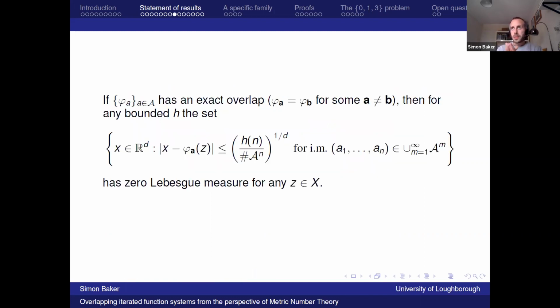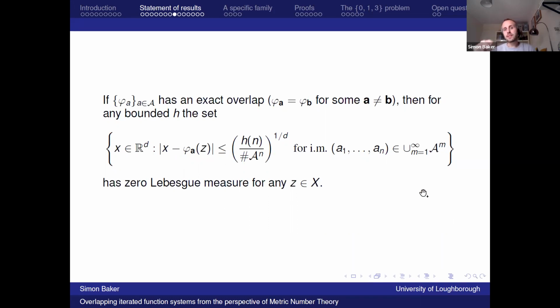Okay, and a further comment to make is that these limsup sets are extremely delicate when it comes to an exact overlap. So what do I mean by an exact overlap? Well, my iterated function system contains one if I can find two words, A and B, which are distinct, but such that the corresponding maps corresponding to the word A and the word B coincide. So somewhere within my system, there's some degeneracy, which means these two maps coincide. Then if there exists an exact overlap, for any bounded h, this limsup set is going to have 0 Lebesgue measure.